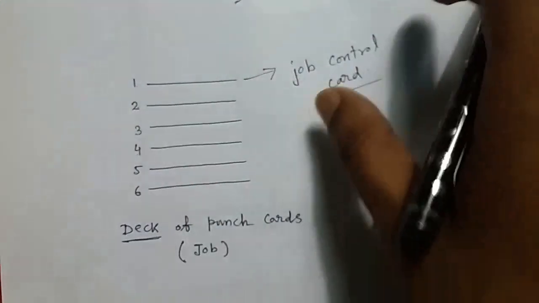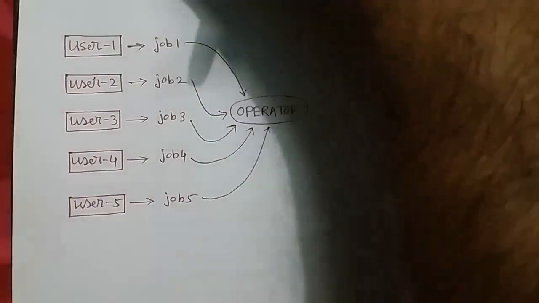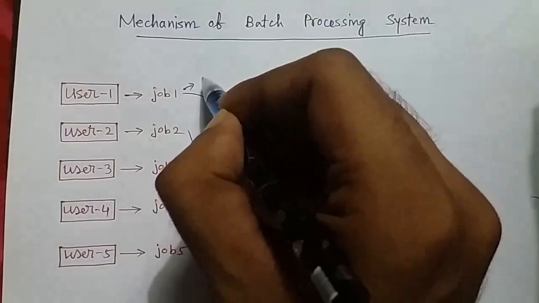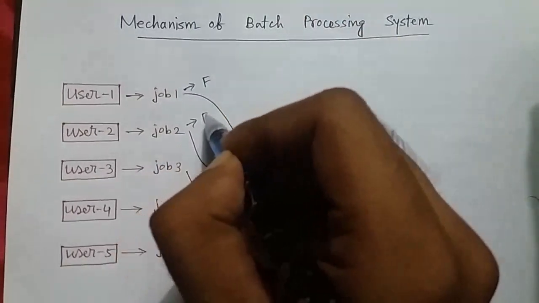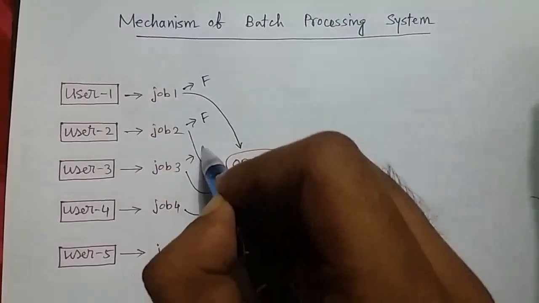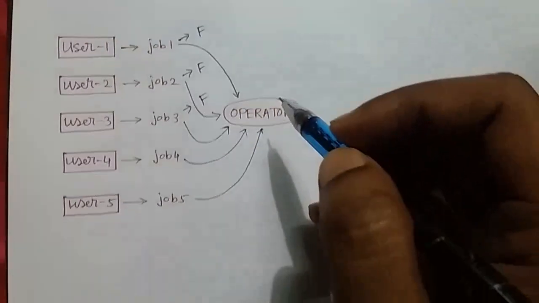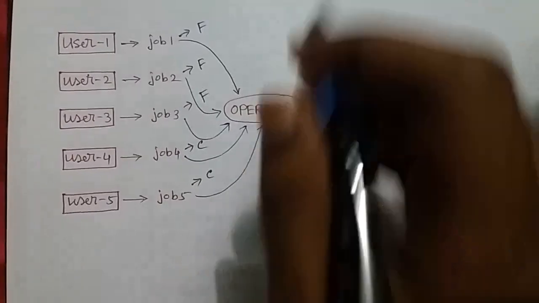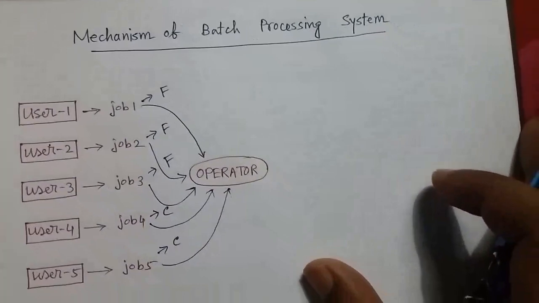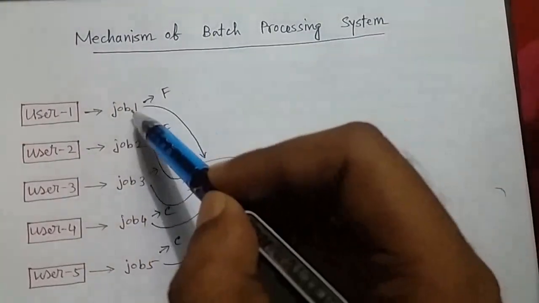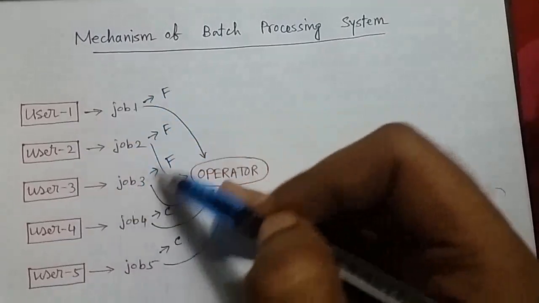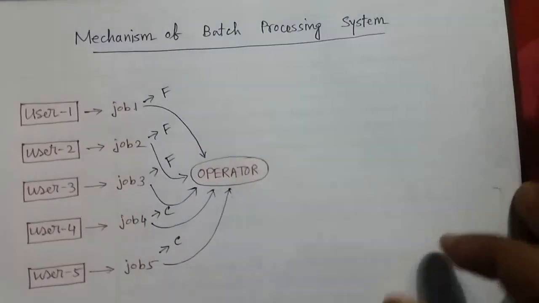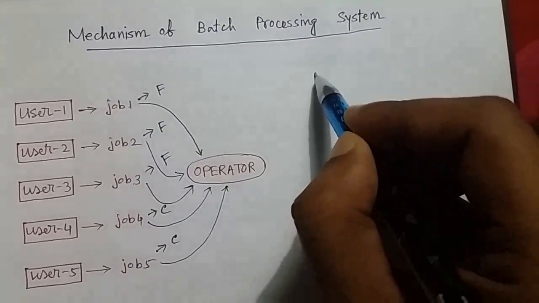Job control card. So with the help of this job control card, it becomes easier for the operator to form batches of similar jobs. Suppose in the mechanism, job 1 needs Fortran compiler, job 2 needs Fortran compiler, job 3 needs Fortran compiler, job 4 needs COBOL compiler, and job 5 also needs COBOL compiler. So the operator will group job 1, job 2 and job 3 in the same batch, and job 4 and job 5 in another batch. So I'm forming 2 batches.